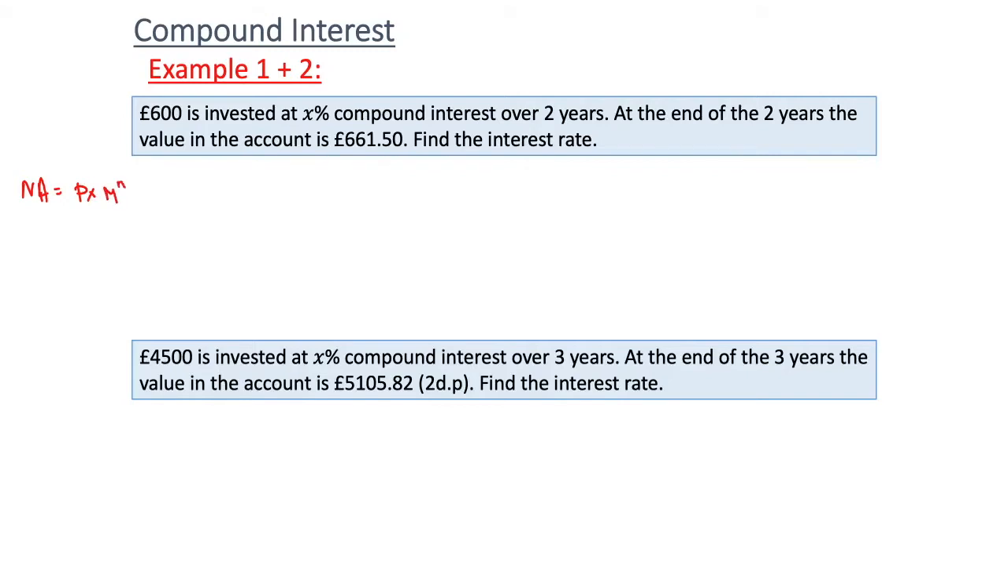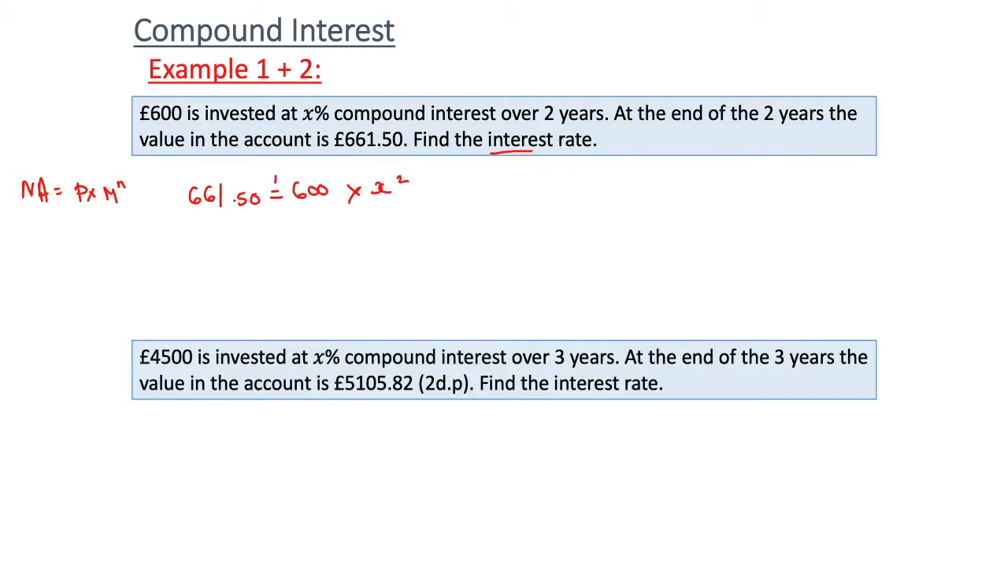Now what we're trying to find is our percentage, our interest rate, because the question says £600 is invested at X percent compound interest over 2 years. At the end of the 2 years, the value of the account is £661.50. Find the interest rate. So using our formula, we can input our new amount, which is £661.50. Our principal amount, our original amount, was 600, multiplied by our multiplier, which we don't know, x, to the power of 2.